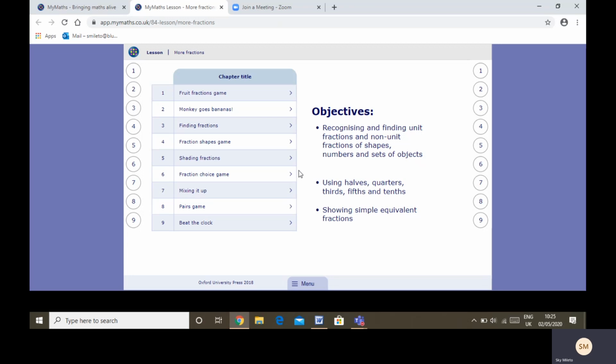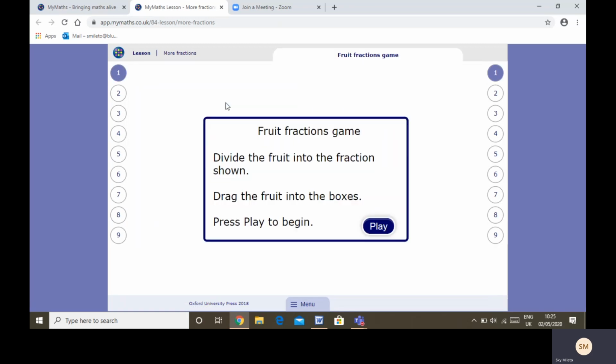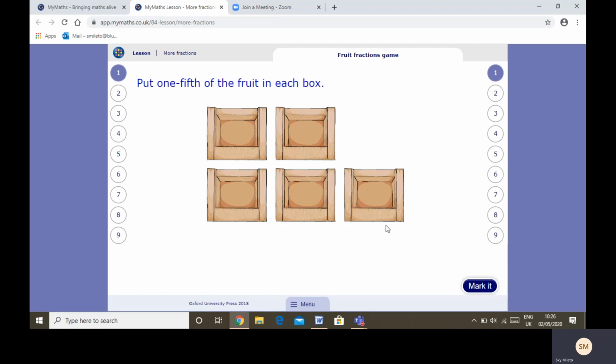The first game is a fruit fractions game. I'm just going to model it. I'm not going to play it all. Each one, I'm just going to literally show you what you should do. Maybe play one, and then it's up to you. You can play to your heart's content as much as you want, and then log into your portal and do the work, which is probably games as well. I haven't seen exactly what it is.